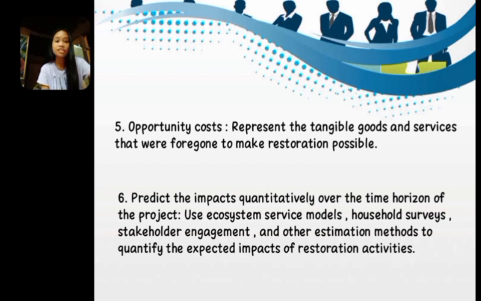And number 6, predict or estimate the impacts quantitatively over the time horizon of the project. Use ecosystem service models, household surveys, stakeholder engagement, and other estimation methods to quantify the expected impacts of restoration activities.